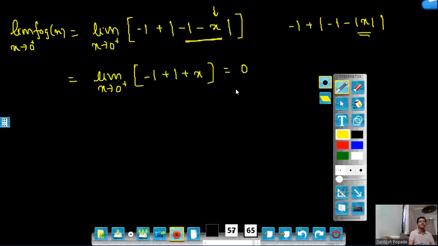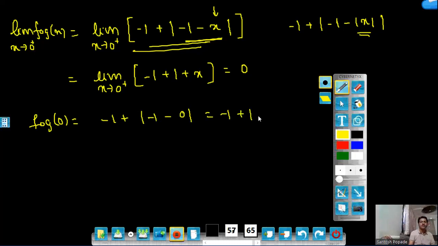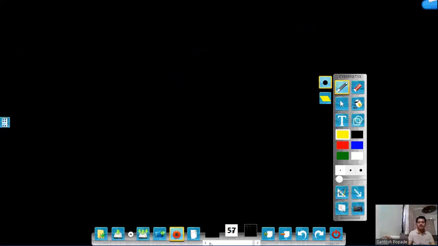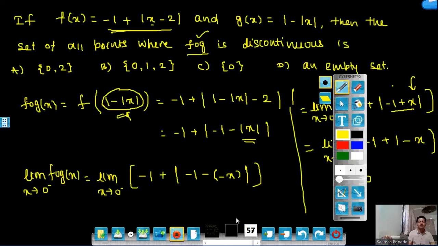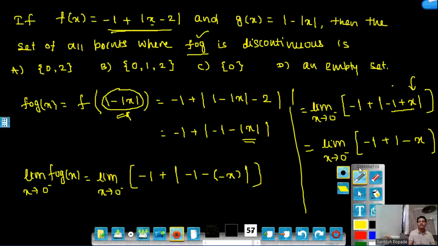Now once again the term inside the modulus, that is -1 minus x, is a negative quantity, so to find its mod again I have to multiply by -1. It is a negative quantity because -1 minus x, where x is small and close to 0, is again a negative quantity. So to take its mod I should multiply by -1, that is, -1 multiplied by -1, I'll get +1 plus x. -1 plus 1 cancels, and again I'm getting the limit to be 0.